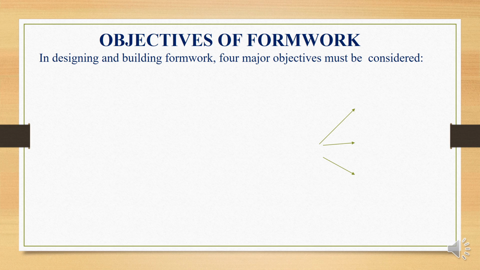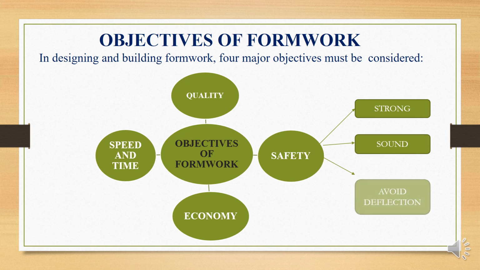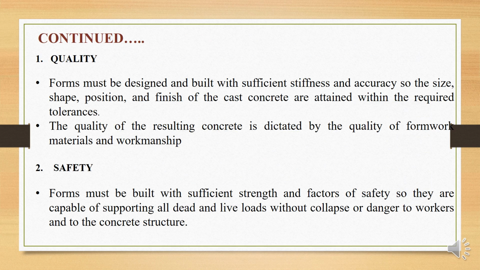Objectives of formwork. In designing and building formwork, four major objectives must be considered. First one is quality, then safety, economy, speed, and time. The quality in formwork requires that the forms be strong, sound, and avoid deflection. Forms must be designed and built with sufficient stiffness and accuracy, so the size, shape, position, and finish of the cast concrete are attained within the required tolerances.